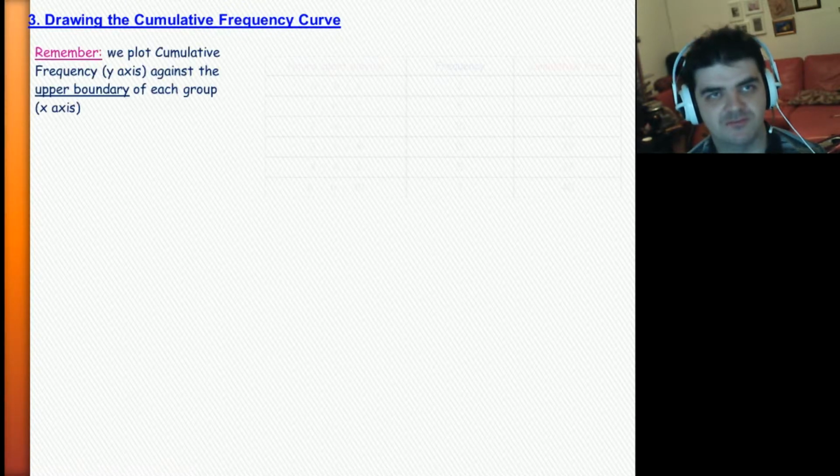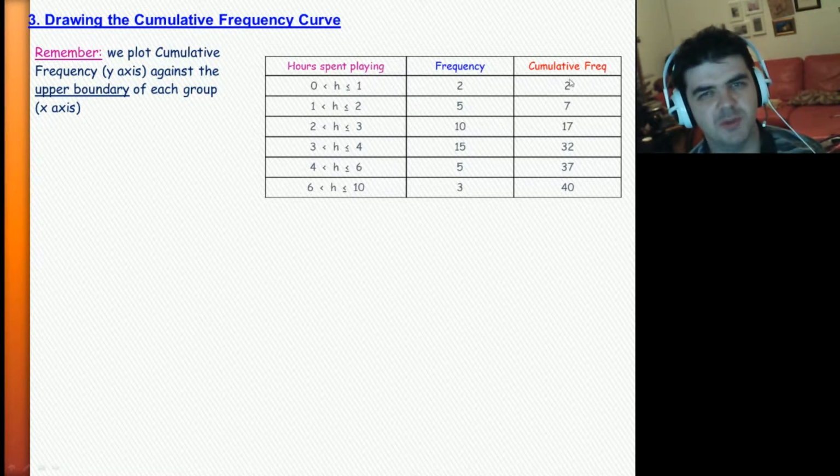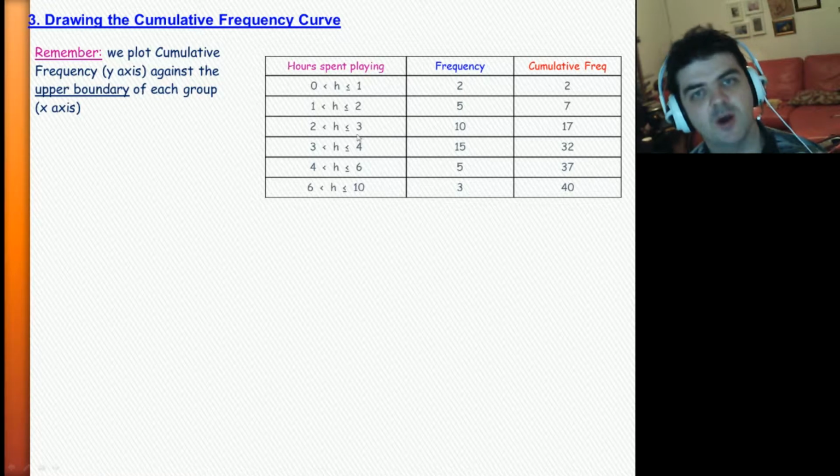So we're going to draw the curve. And remember, we'll plot cumulative frequency against what? So we plot against the upper bound. So we'll do it as if it was conversational. So there were 2 people who played up to 1 hour. There were 7 people who played up to 2 hours. 17 people played up to 3 hours.